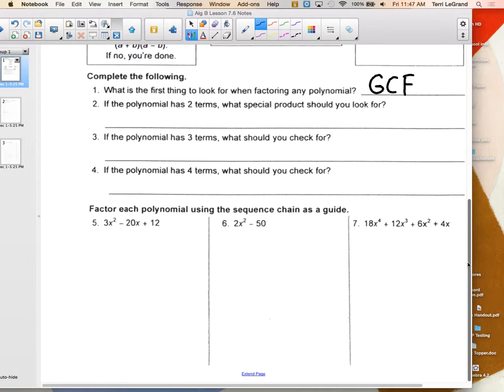What kind of polynomial has 2 terms? Binomial. Binomial, and it has to have what? A square. Squares at the beginning and the end. And what does it have to have in between? Subtraction. So remember, that's called the difference of perfect squares. Difference of perfect squares. So you're going to look to see, is it a subtraction? That's what the word difference tells us. And are the 2 terms perfect squares?